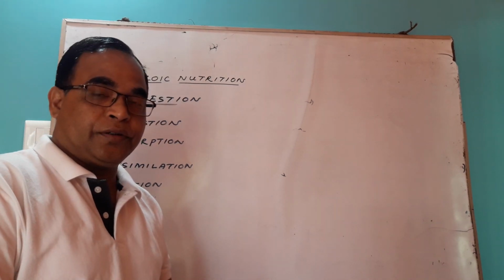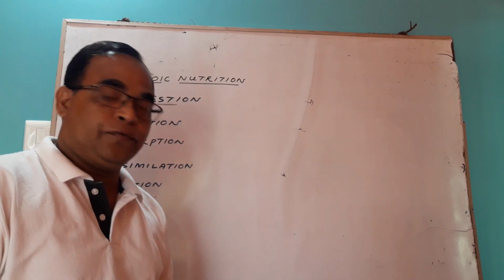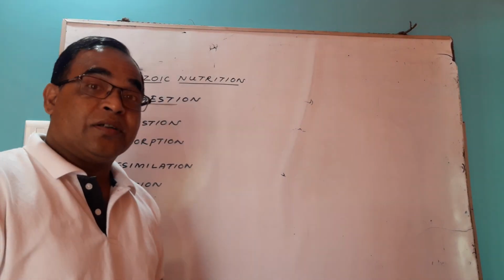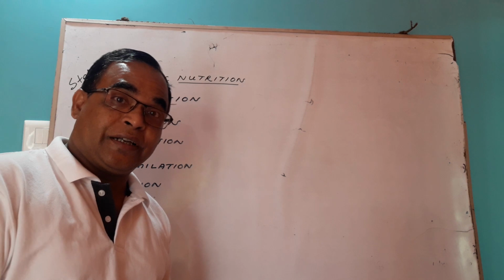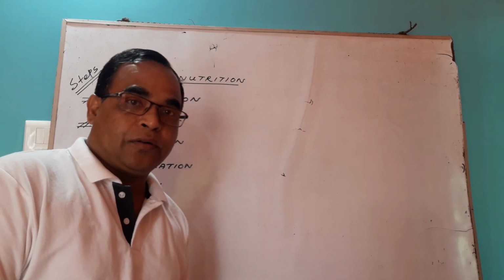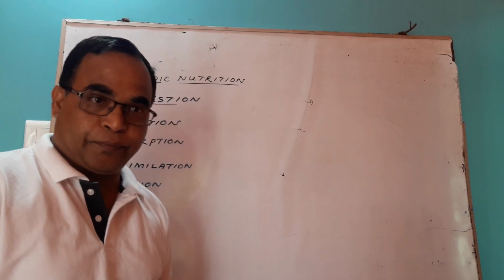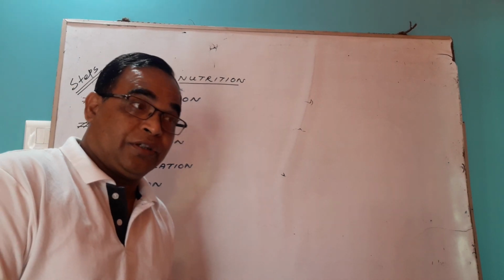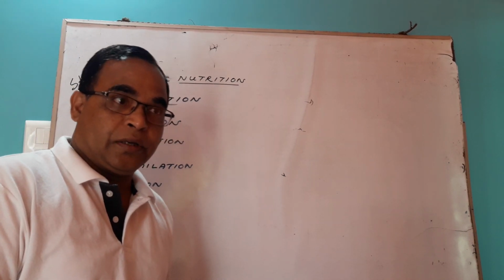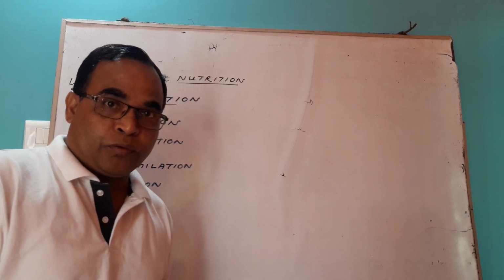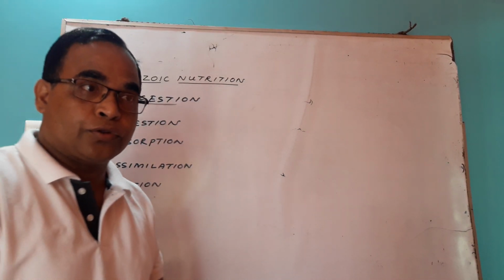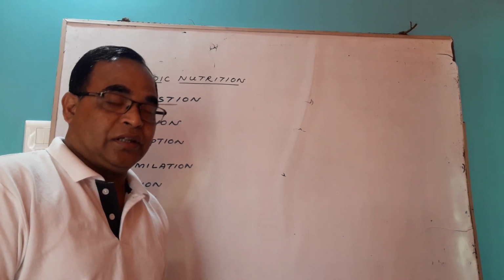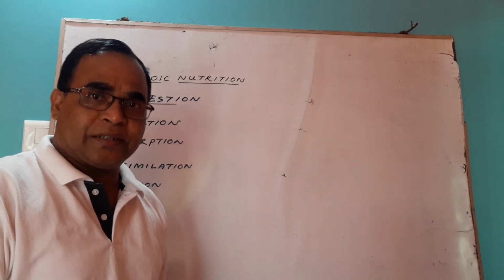One is saprophytic nutrition, where fungi obtain food from dead and decaying matter. Parasitic nutrition is where some smaller organisms get their food from other organisms, feeding on them while living inside or outside the organism. This is called parasitic nutrition. Basically, the parasites are smaller in size, and the host organism where they live is larger in size. There are different types of parasitic organisms.